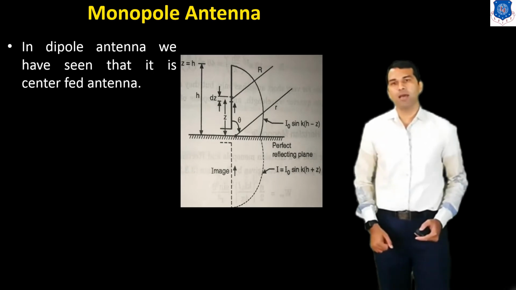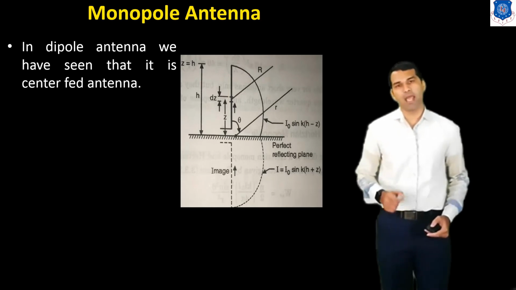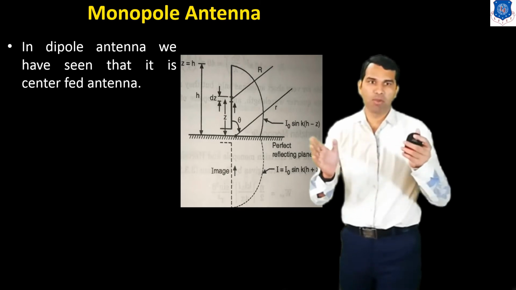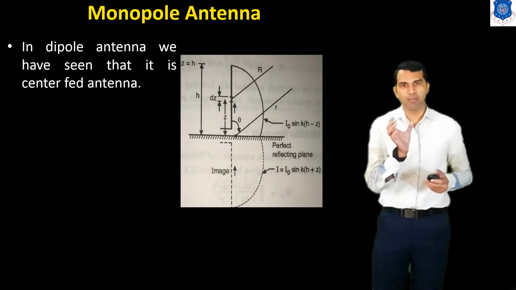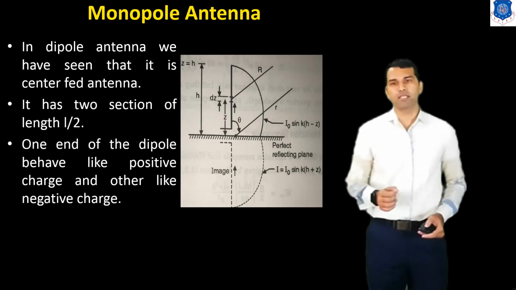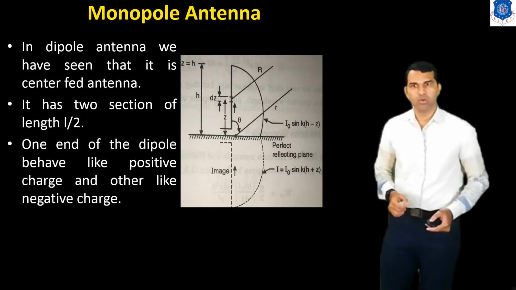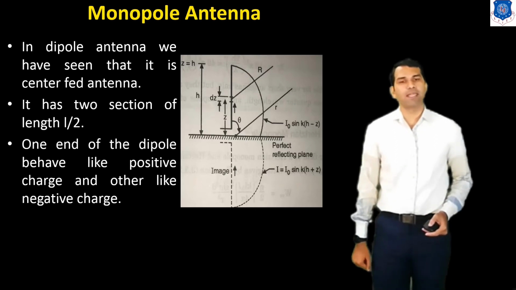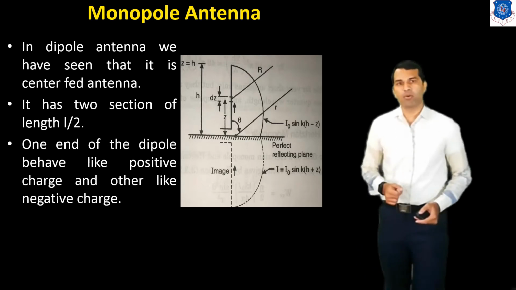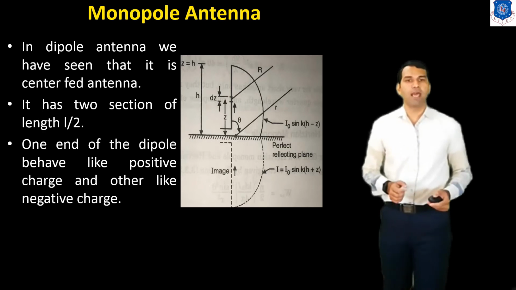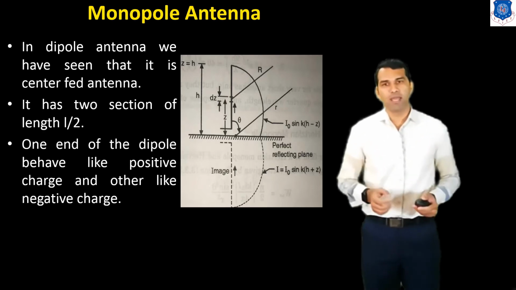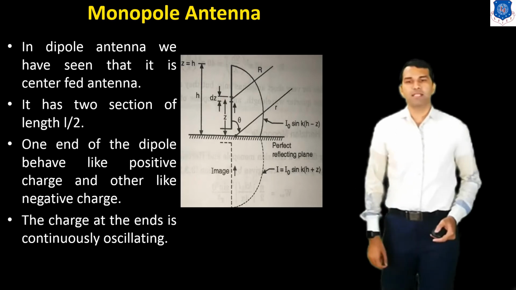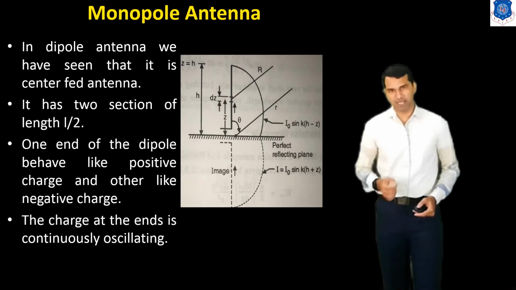In a dipole antenna we have seen that it is a center-fed antenna. That means we give the supply of the voltage in the center of the dipole antenna. It has two sections of length L by 2. One end of the dipole behaves like a positive charge and the other like a negative charge. In the oscillating dipole, we discussed this. A dipole antenna has two poles, one behaves like the positive charge and the other pole behaves like the negative charge. The charge at the end is continuously oscillating.